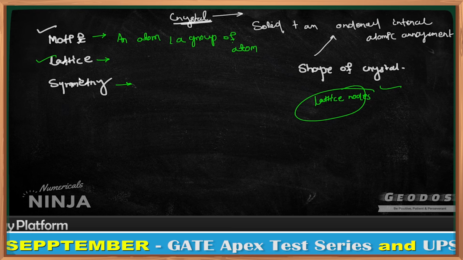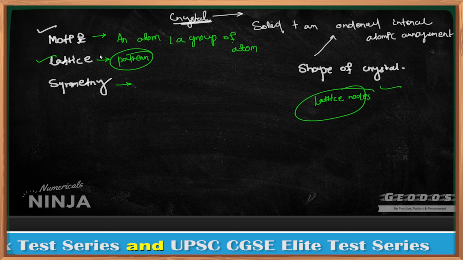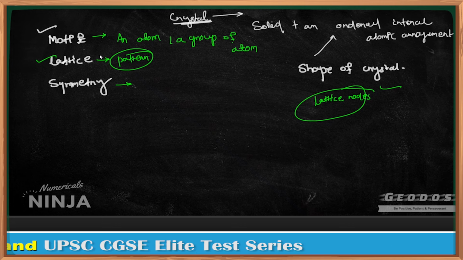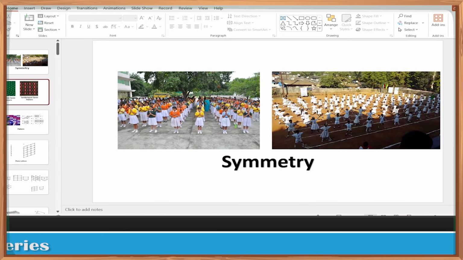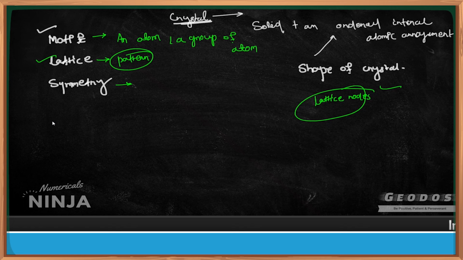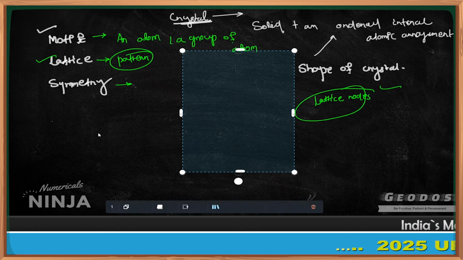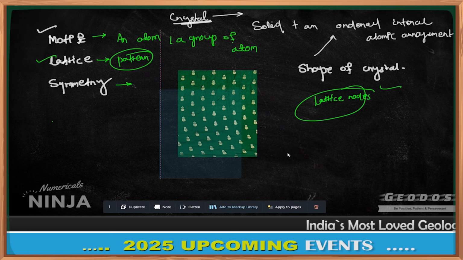And what is the lattice? Lattice is basically the pattern, the pattern which is going to be created by the repetition of the motif. I'm just trying to show you images by which you can easily find out what is happening here. This is basically a sari, my traditional example.